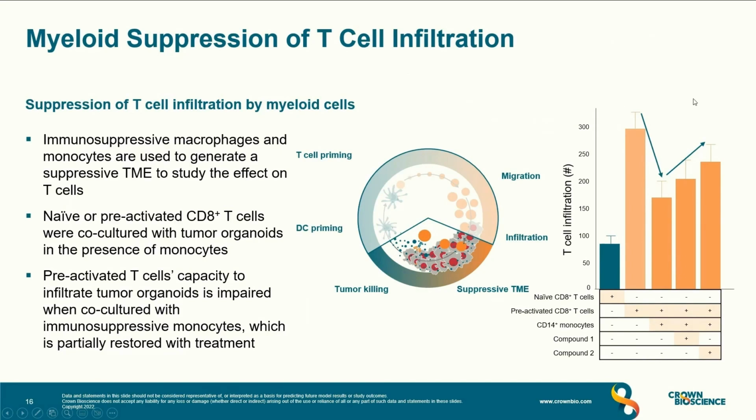Here you can see that when we have naive CD8 T cells or pre-activated CD8 T cells, we see very high tumor cell infiltration, but as soon as we start adding monocytes, we see reduced infiltration, and when we have compounds that interfere with these monocyte activities, we see that the infiltration again increases. So it is possible to modulate the activities of these cell types with drugs in vitro.